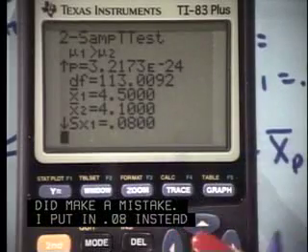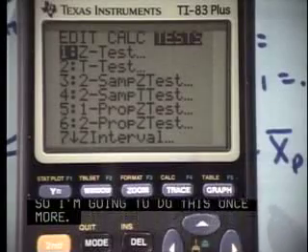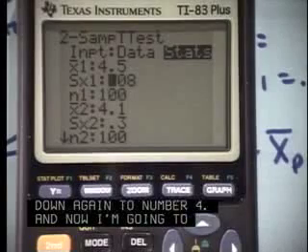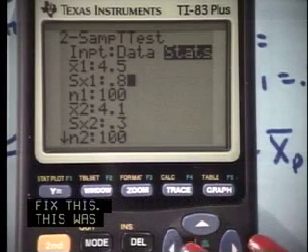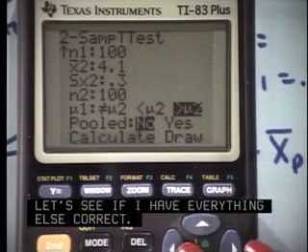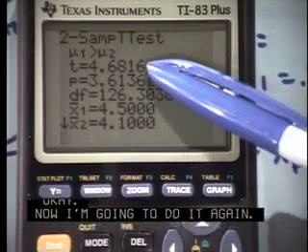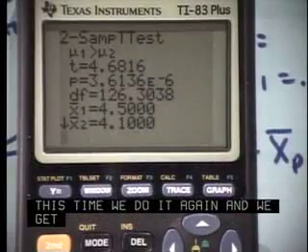So I'm going to do this once more. We'll go over here, and I'll go down again to number 4. And now I'm going to go down and fix this. This was 0.8. Hopefully you did it correct. Let's see if I have everything else correct. Okay, now I'm going to do it again. That's a little bit better. This time we do it again, and we get 4.68. That's the correct test statistic.